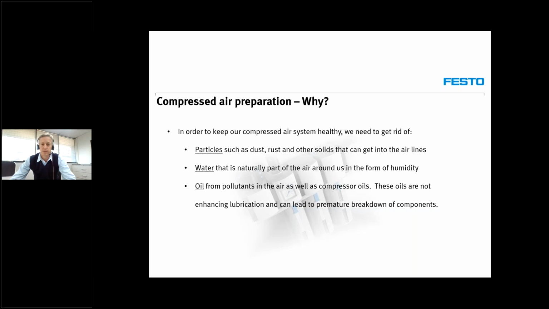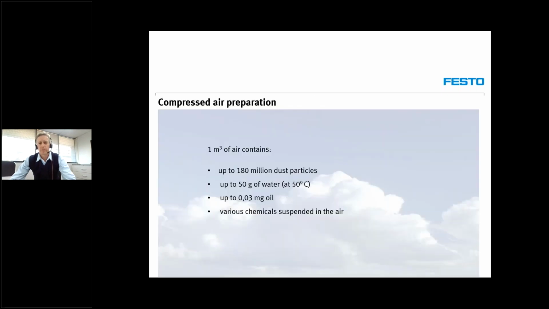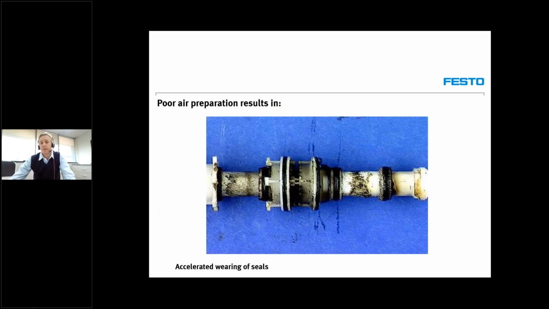premature breakdown of components. If you look at 1 cubic meter of air, it can contain up to 100 million dust particles, 50 grams of water, 0.03 milligrams of oil, and various other chemicals suspended in the air. Now, the following slides are a few examples of what happens with your equipment due to poor air quality. Here we can see badly worn seals due to dirt particles in the air. And if I'm talking about air, it's the compressed air in your system, obviously.